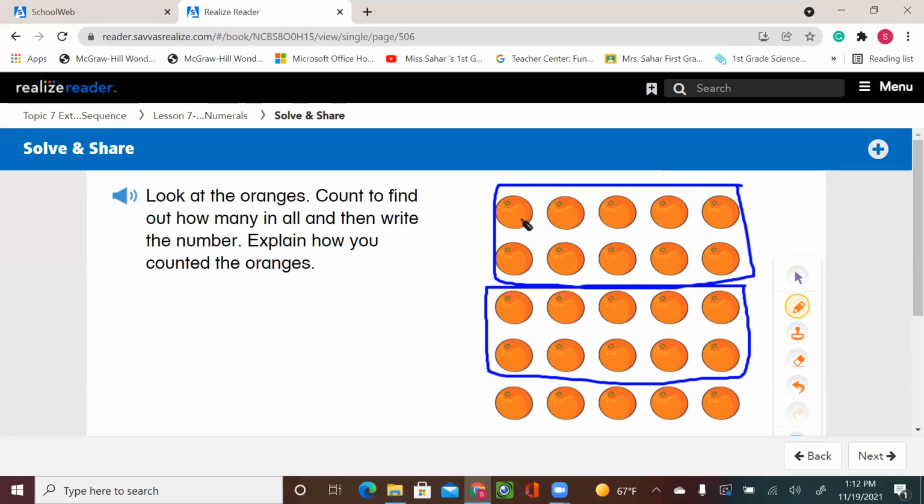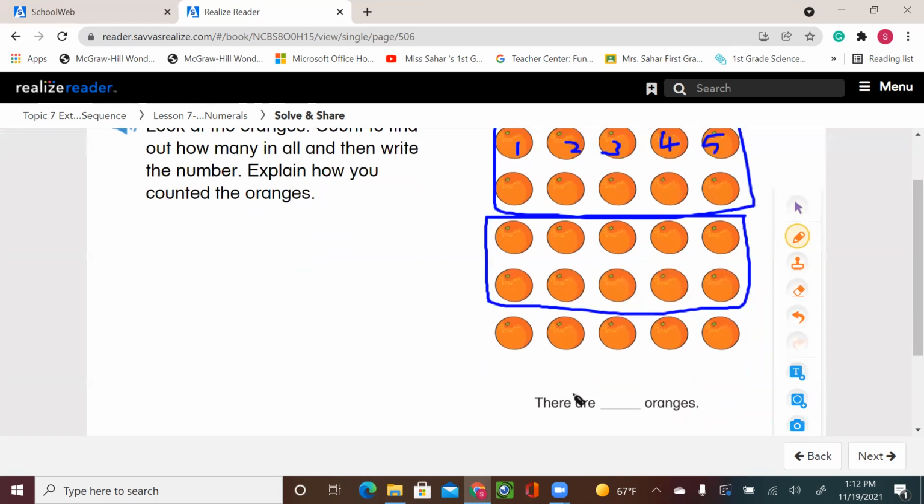So now I know it's 10, 20, 21, 22, 23, 24, 25. Or I can count by 1. So 1, 2, 3, 4, 5, and so on all the way till the last orange, and I will know that they all are going to give me the same answer, 25.